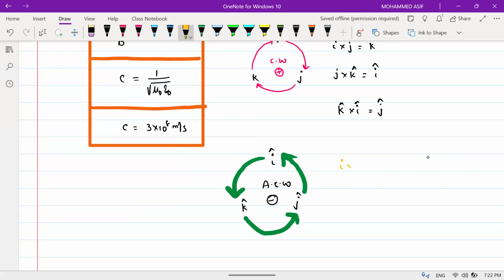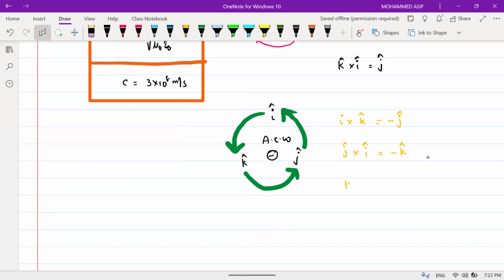I cap cross of your K cap. What will be the answer, beta? I cap cross of your K cap will be equal to minus of your J cap. The same way, J cap cross of your I cap will be equal to minus of K cap. In the same way, K cap cross of your J cap will be equal to minus of your I cap.